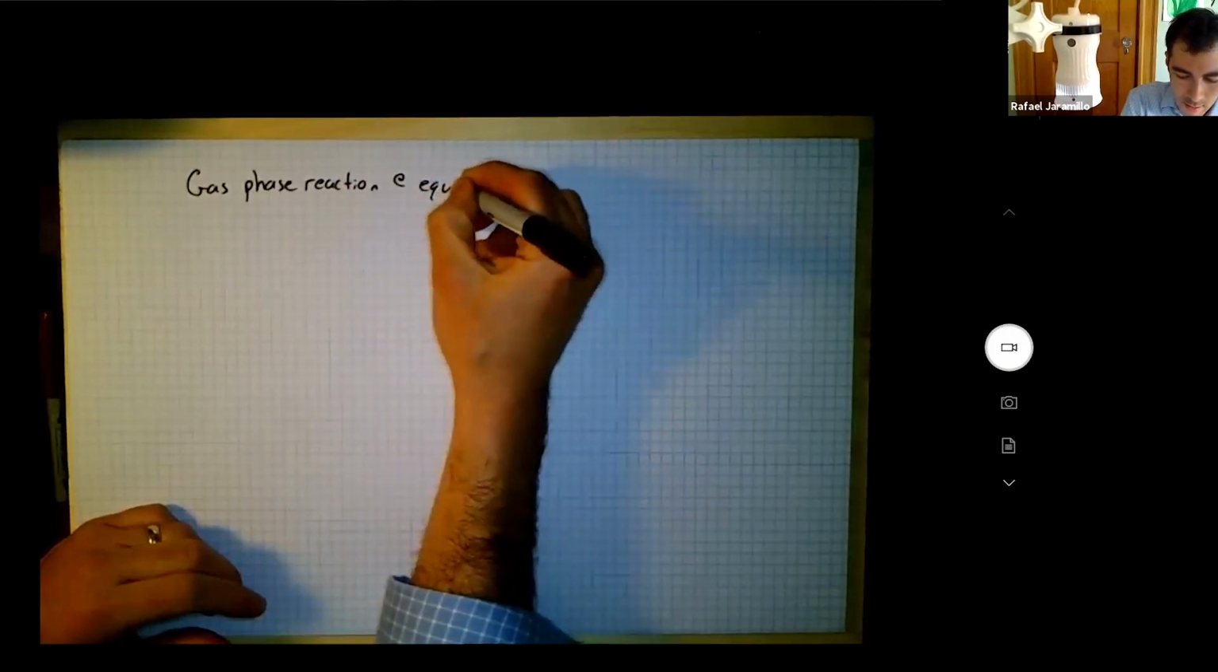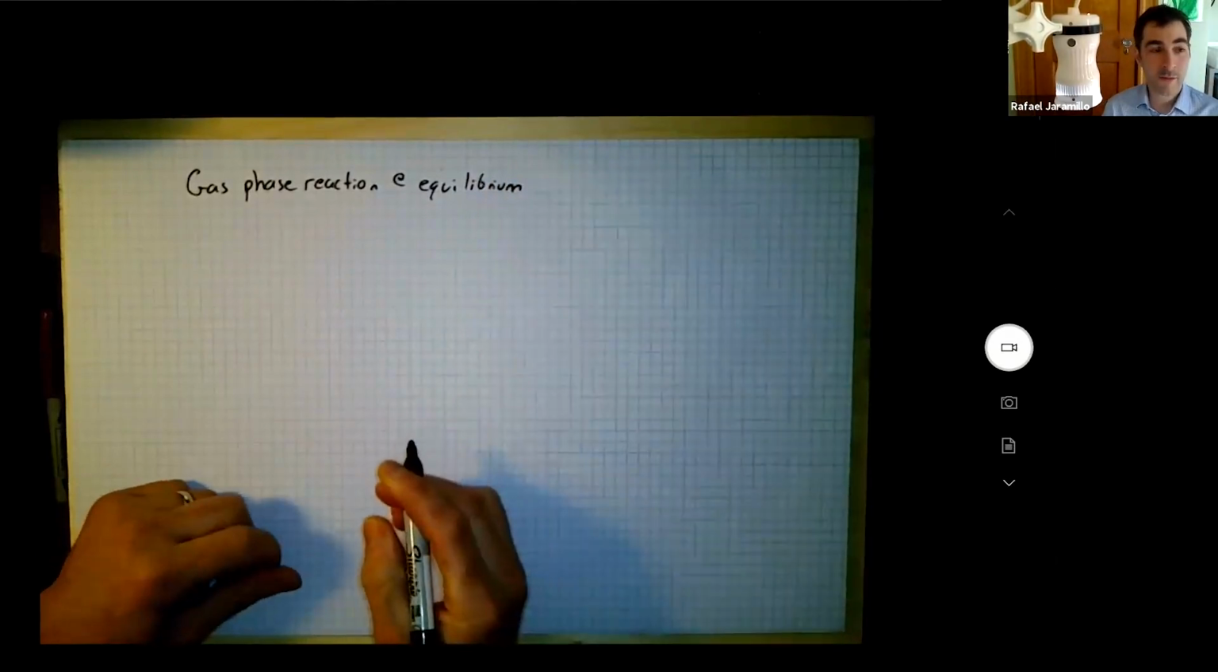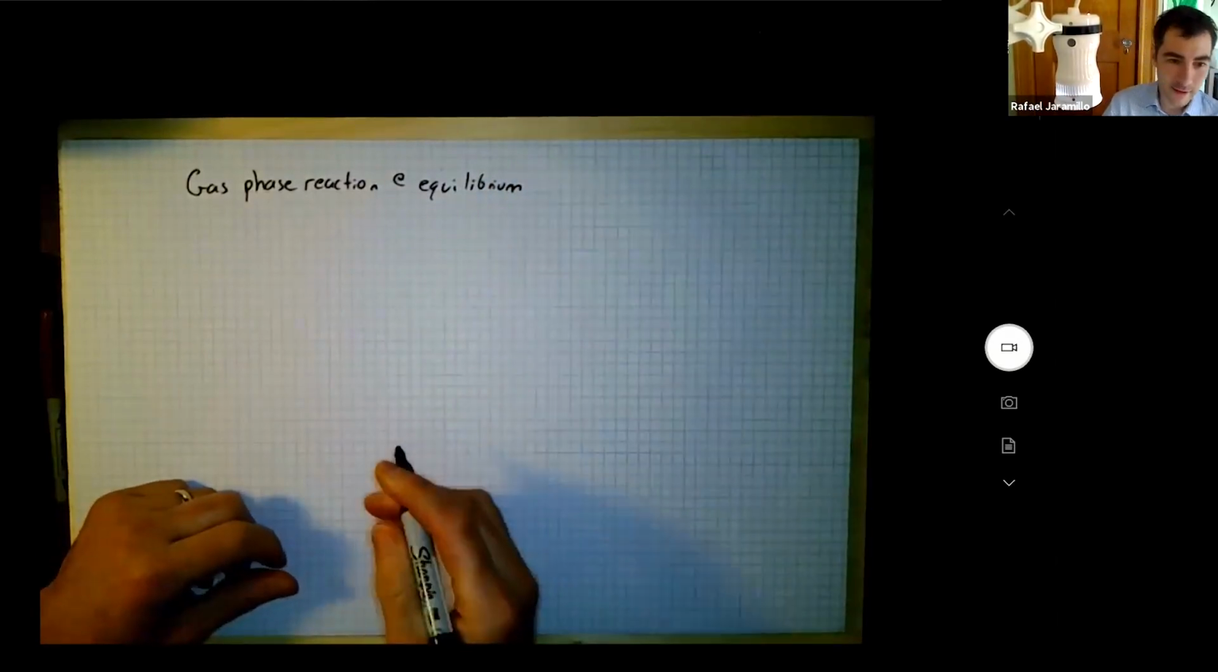So we're going to equilibrate. It's really hard to say the word equilibrate while writing the word equilibrium. I somehow got that right.